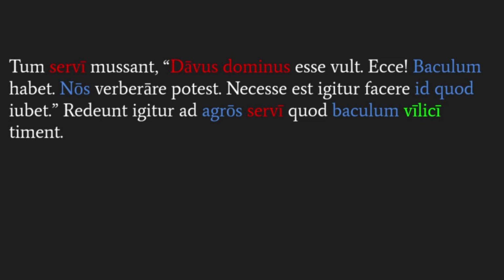Redeunt igitur ad agros servi quod baculum velici timet. So therefore, redeunt, they return. Ad agros, to the fields. Again, they're going towards or to the fields, so it's accusative, agros. And it's servi, the slaves. So you're saying the slaves return to the fields. Because there's our conjunction, and we have a second thought here. Timent, they, meaning the slaves, are afraid or fear. What do they fear? The baculum, the club.